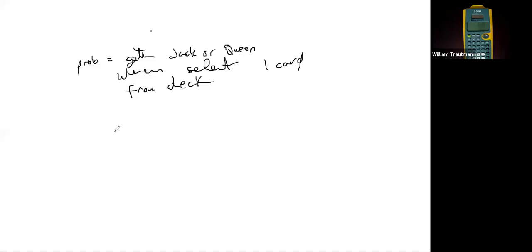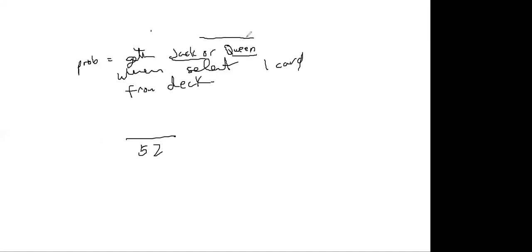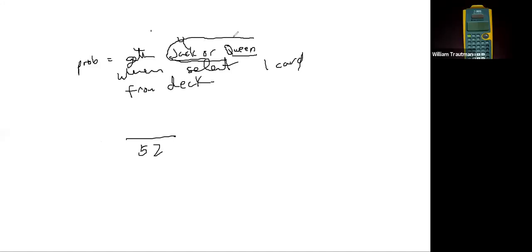Now, remember the total, there are 52 cards. And how many jacks and queens are there? Jacks or queens? 8. Yes, there's 8. There's 4 jacks and 4 queens, so there's 8. So you just reduce that on your calculator. 8 over 52, hit fraction, 8, 52, hit enter, and it reduces to 2 over 13.